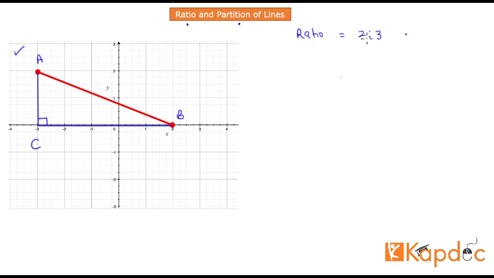Now take a look at these numbers. This ratio A:B, what we do is we simply sum up these two numbers. It is 2:3, and 2 and 3 will make a total of 5 units. So whatever is the length of this base BC that we have obtained, we are going to use this to divide this line segment AB. How? Let's take a look at that.